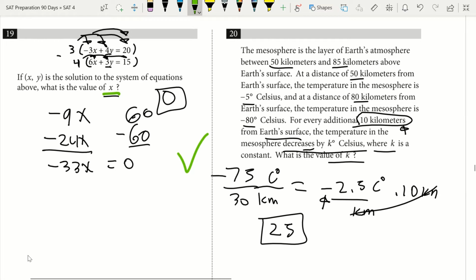20. I've got a decrease in total of negative 75 degrees Celsius that occurs over a change of 30 kilometers, which means every 10 kilometer change would be negative 75 over 3, which would be a negative 25.